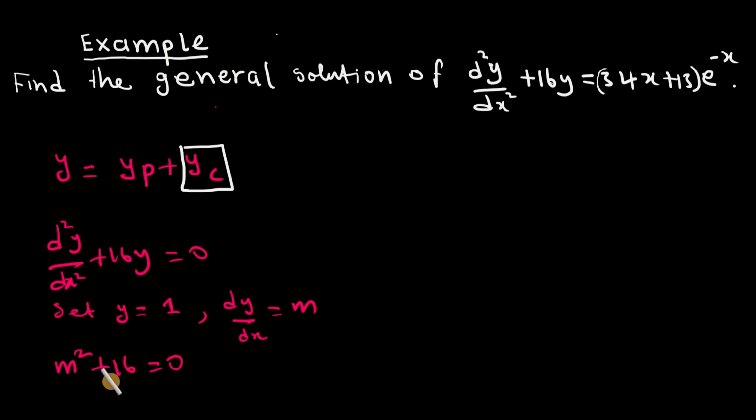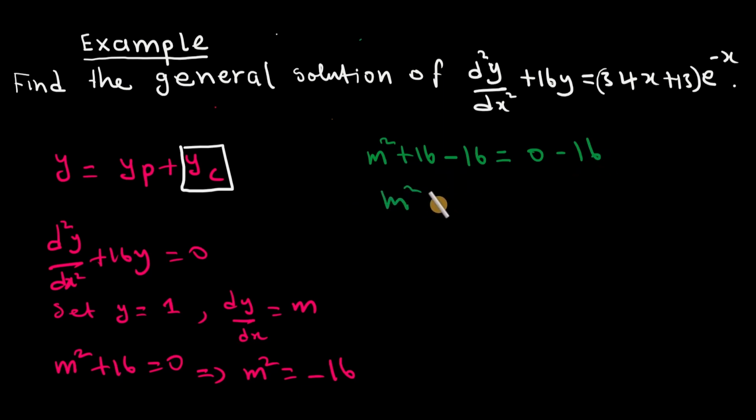This equation m squared plus 16 equals 0 is called the auxiliary equation, and the solution of this homogeneous equation depends on the nature of roots of the auxiliary equation. From here we see that m squared is equal to negative 16. That is, m squared plus 16 minus 16 is equal to 0 minus 16. That's subtracting 16 from both sides of the equation. I'll have m squared plus 0 is equal to 0 minus 16, which is negative 16. M squared plus 0 is m squared, which is equal to minus 16. So that is how I arrived here. That means from here m will be equal to the square root of minus 16.